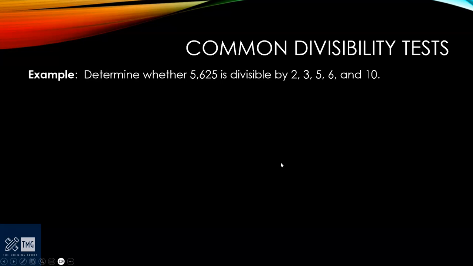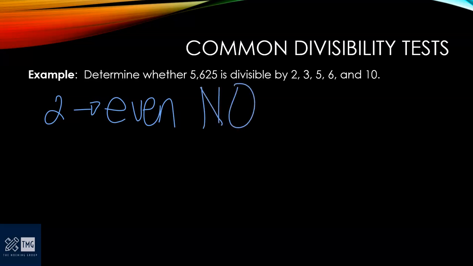We want to determine whether 5,625 is divisible by 2, 3, 5, or 6. So let's go ahead and look at this. To be divisible by 2, we need an even number. Is this number even? It ends in a 5. So no, it is not divisible by 2.